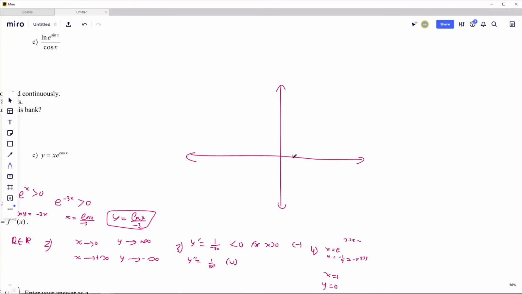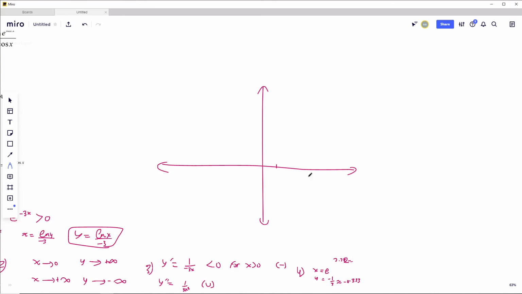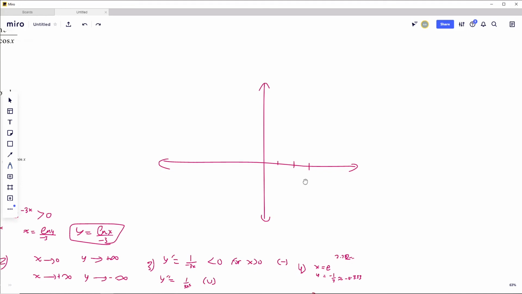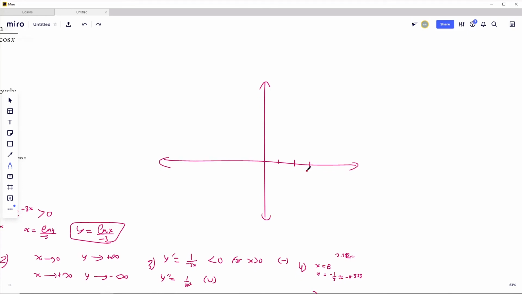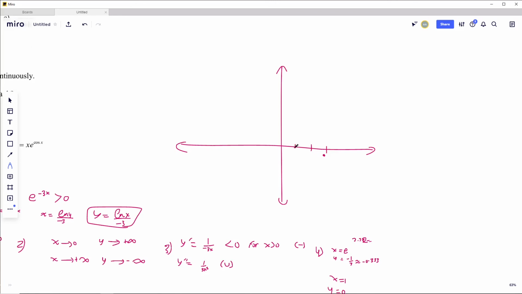So 2.7 and so on. Wait, let me figure out what exactly e is. 2.718, so 2.72. So 1, 2, 2.7, so somewhere around here. And minus 0.333, so somewhere around here. And then when x is 1, y is 0.